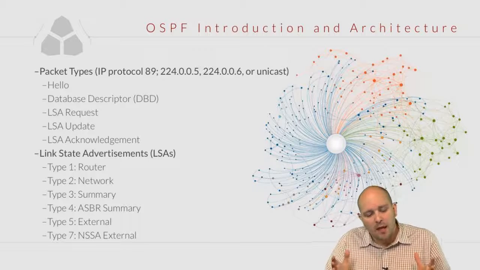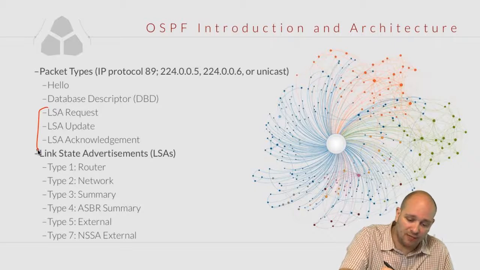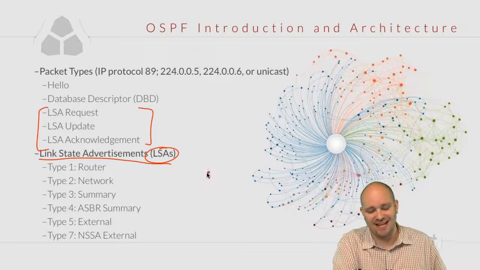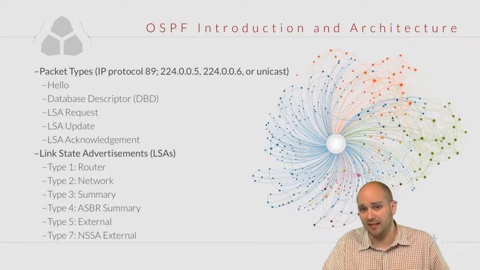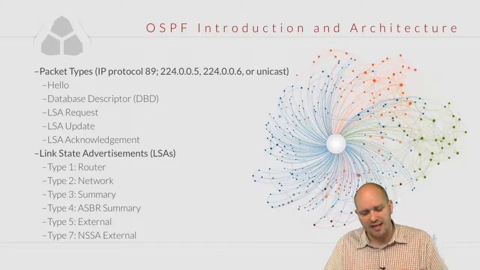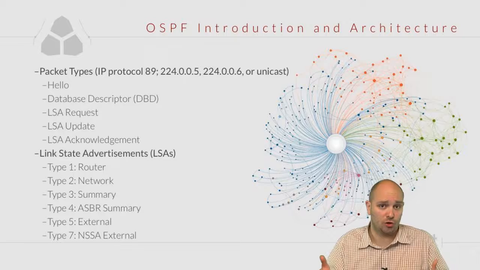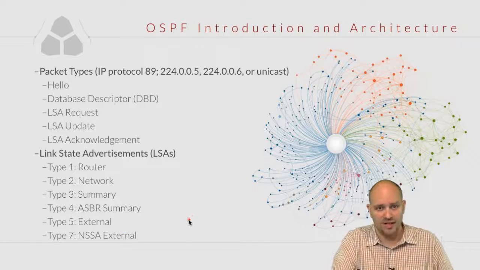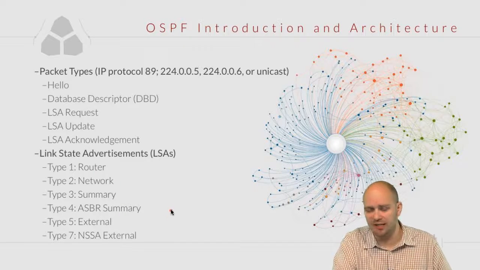And finally, the information that is being exchanged here, the contents of the database, are link state advertisements, the LSAs. And in OSPF, there are different types of link state advertisements, different kinds of database entries that carry different sorts of information. And these are the most common ones. There are some other ones, I'm going to briefly mention them later on, but these are the ones that you really need to understand.